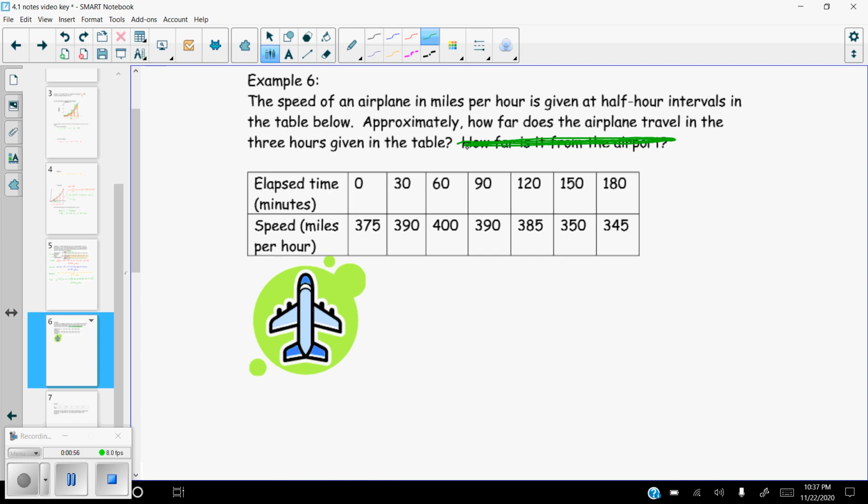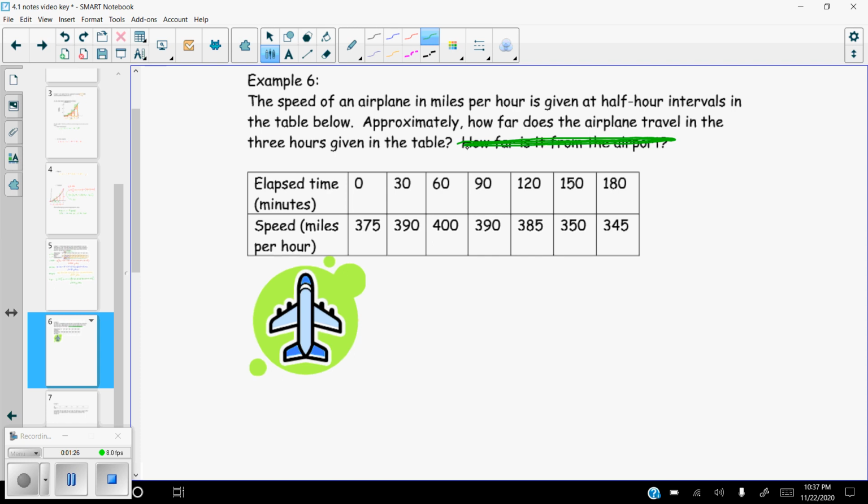If you didn't already recognize it, you need to watch for things like this. The speed is given in miles per hour. The time is given in minutes. Those things are different time intervals. So what we need to do is change one into the other. By far, it's going to be easier to change the time of minutes into hours as opposed to changing the miles per hour into terms of miles per minute. So let's change the minutes into hours.